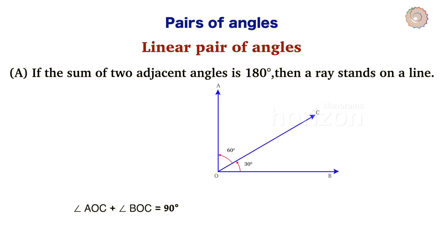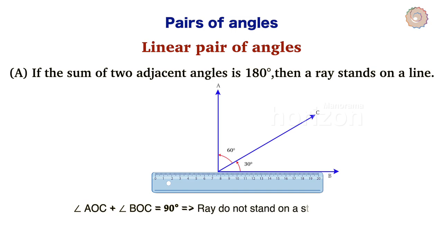Here, considering the ray as OC, we need to check whether the non-common arms OB and OA form a straight line. That can be confirmed by using your ruler. We can see that OA and OB do not form a straight line. Thus, the ray does not stand on a straight line. Now, let's check other pairs of adjacent angles.